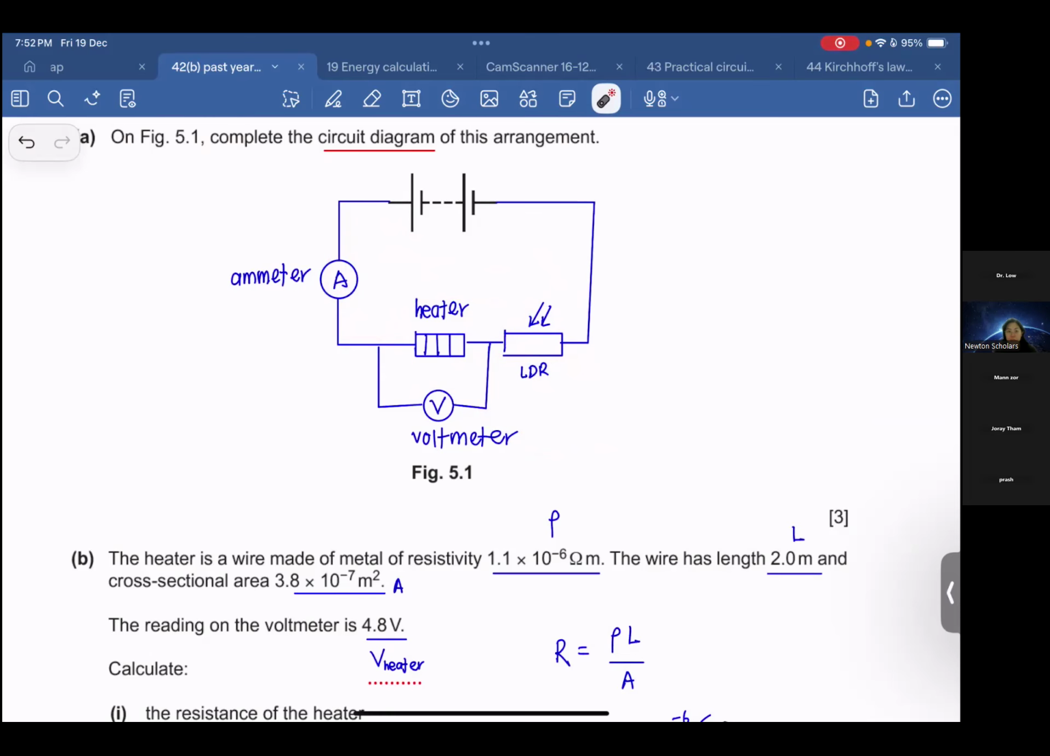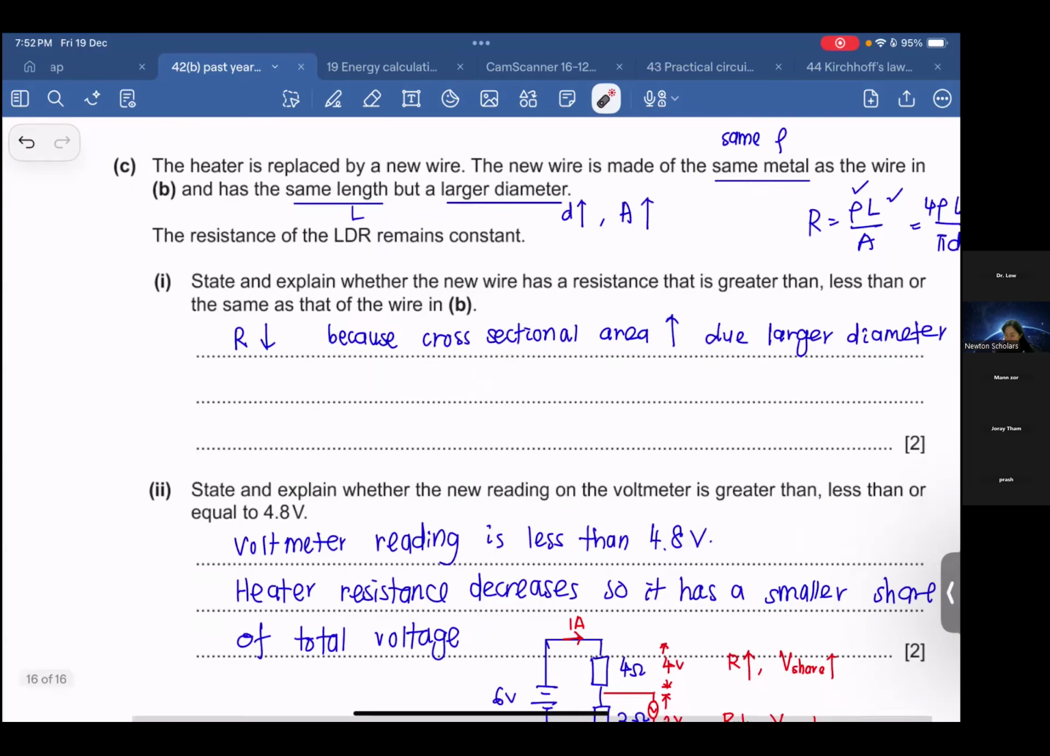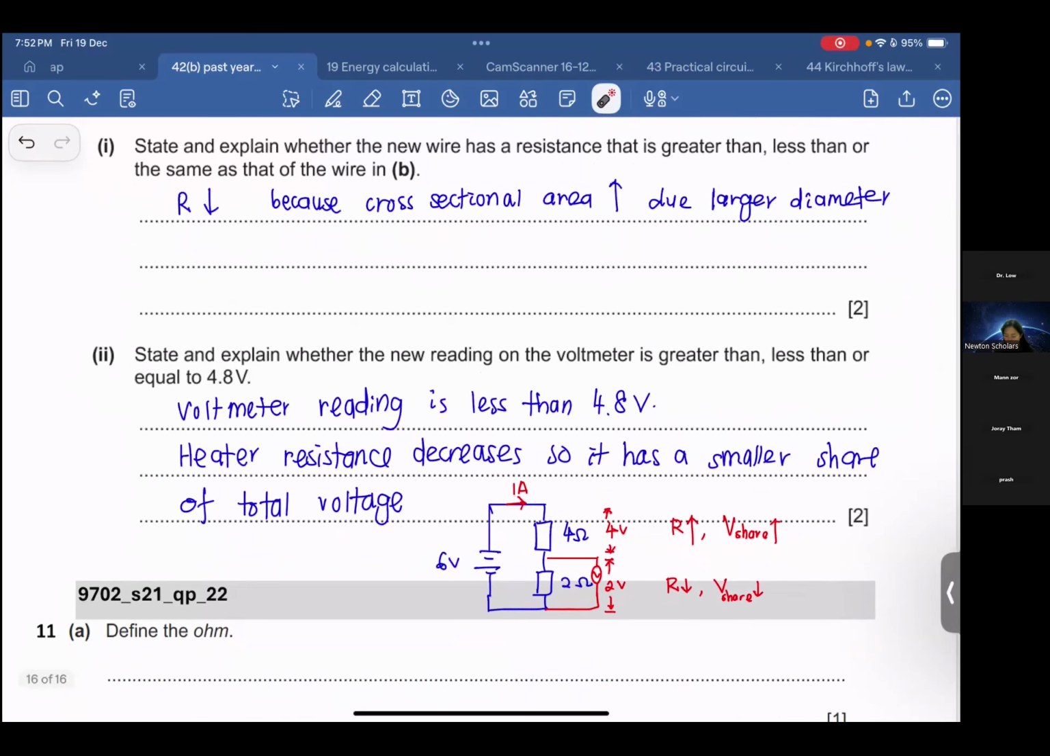Is it okay for this part? Okay, Fatima, okay, Vashini, okay. So all the explanation here, finish writing.